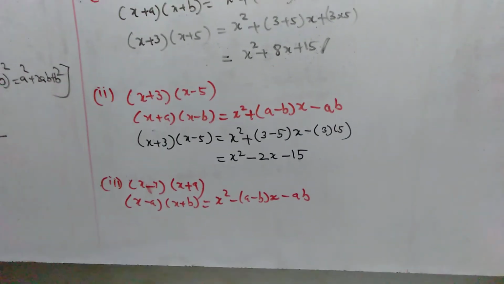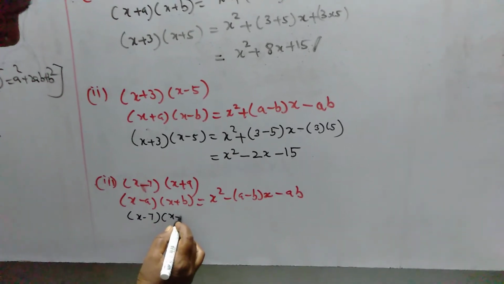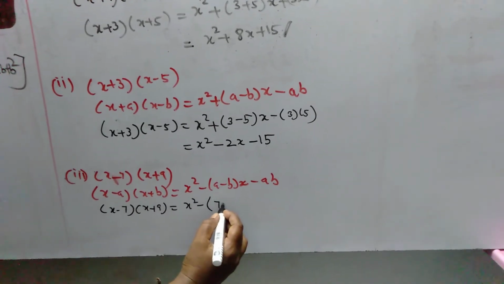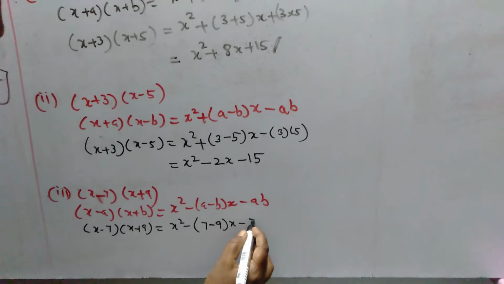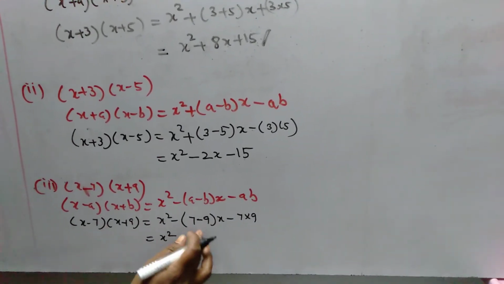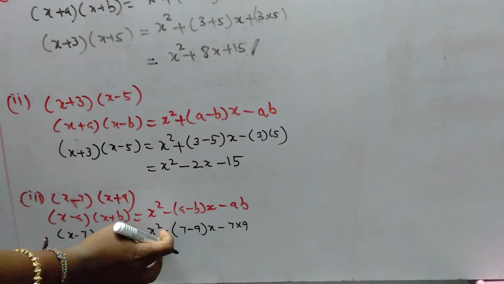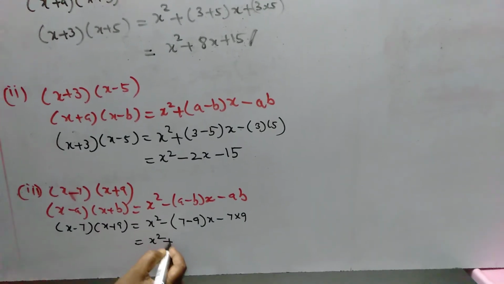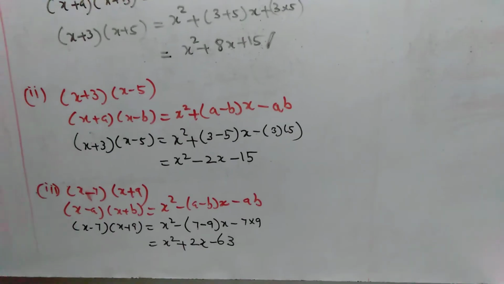So what we can write here is x minus 7 into x plus 9 equal to x square minus a minus b into x minus ab, where a here is 7 and b here is 9, into x minus 7 into 9. So which is equal to x square. Here 7 minus 9 is minus 2, minus 2 into minus is plus, so plus 2x minus 63.